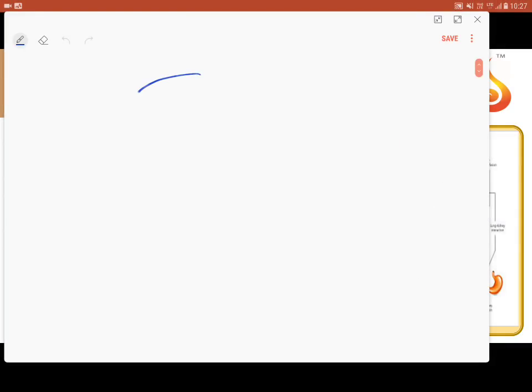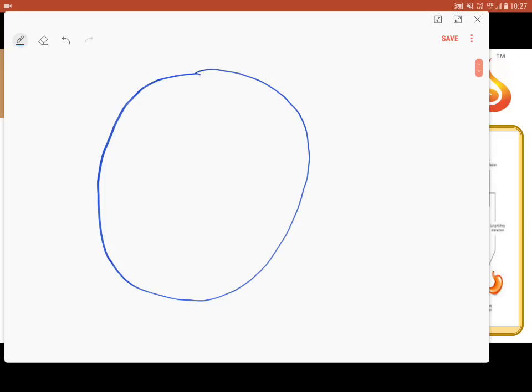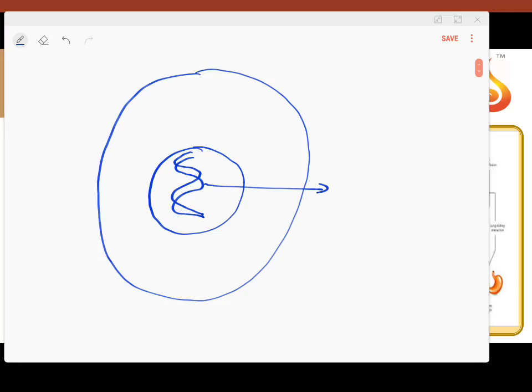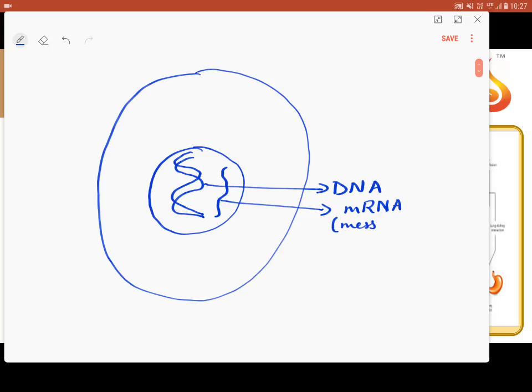Now, this is a cell inside which I have a nucleus. Inside the nucleus, I have DNA, which is the genetic material. It is carrying a lot of information. This DNA synthesizes mRNA, an RNA which carries a message. Where does it carry the message to? It carries the message outside the nucleus. So here is our mRNA which comes out.